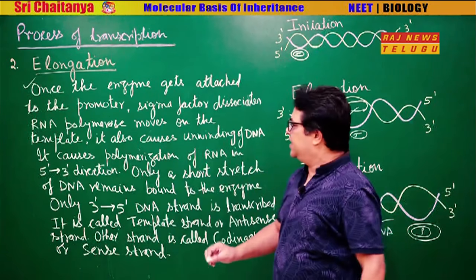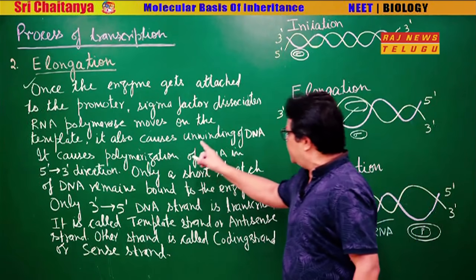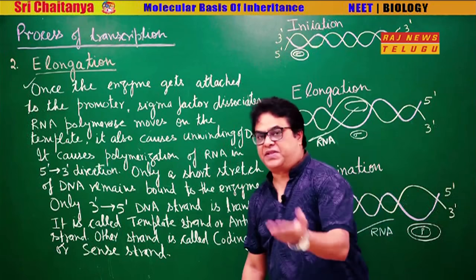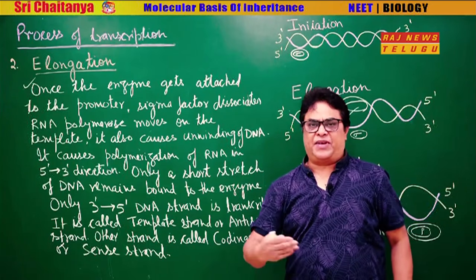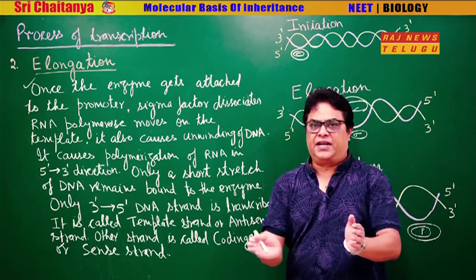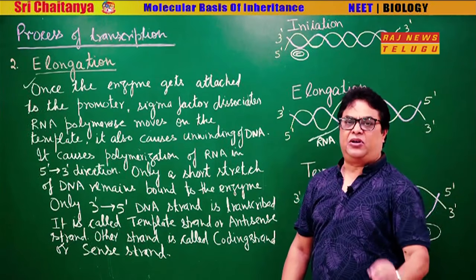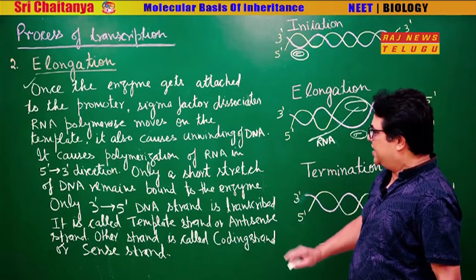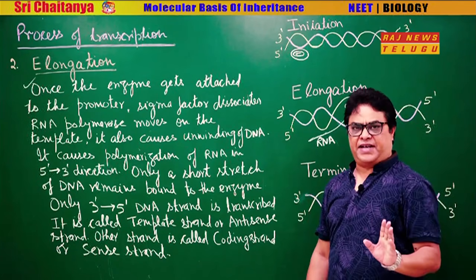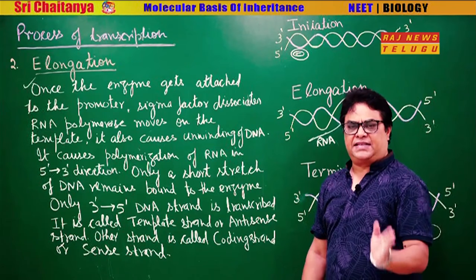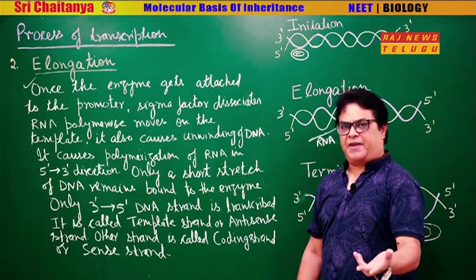Next thing is that RNA polymerase moves on the template strand. It also causes unwinding of DNA. This we also discussed in the previous chapter, that in case of DNA replication, a specific enzyme called helicase is required for causing this unwinding of DNA. Here RNA polymerase itself is capable of causing unwinding of the DNA. Next, it causes polymerization of RNA in 5' end to 3' end direction. So, remember, the enzyme polymerizes RNA in 5' end to 3' end direction. It means the template will be 3' end to 5' end.